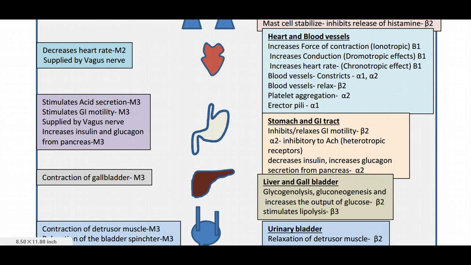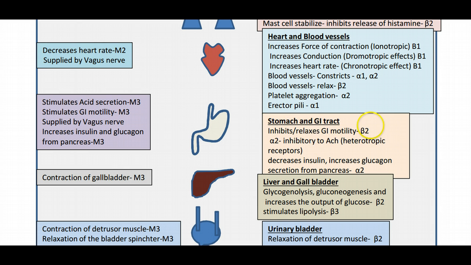In the stomach and GI tract, the parasympathetic system mediates its effect mainly by M3 receptors. M3 receptors mainly cause stimulation of acid secretion, and also stimulate GI motility. Again, the effect is mainly mediated by the vagus nerve. There are other effects which are again mediated by the M3 receptor, such as increase in the insulin and glucagon secretion from the pancreas.